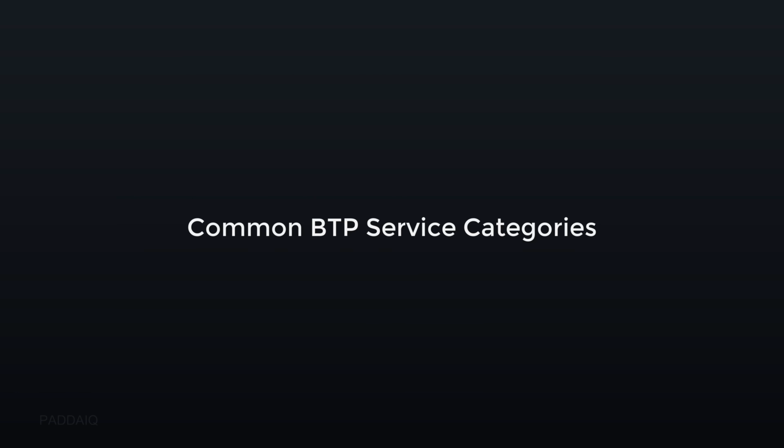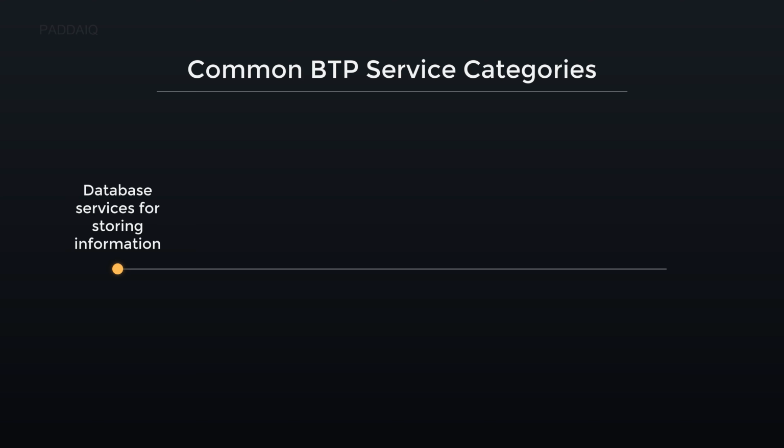Common BTP service categories for enterprise solutions. Database services for storing information. This means BTP provides managed database options, so you do not have to run your own servers. For instance, an app could use SAP HANA Cloud to securely store and quickly query customer order history. These services handle the infrastructure, letting you focus on your application data.